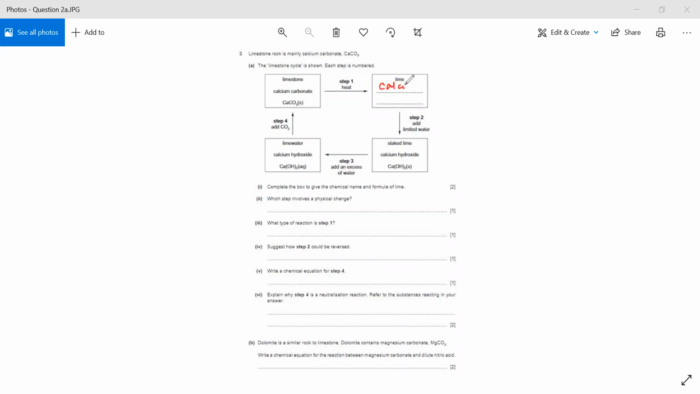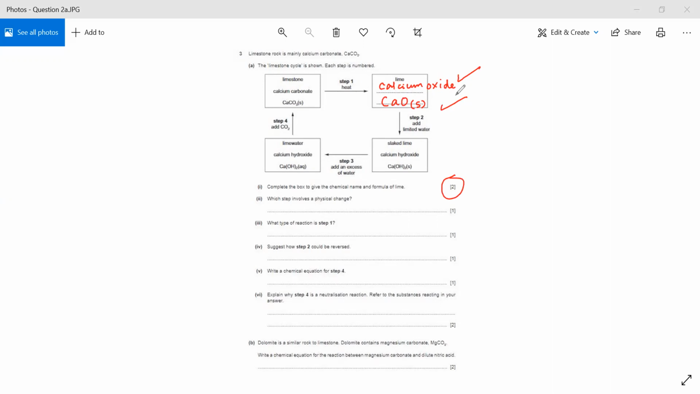Calcium oxide, which is CaO. Yes, the state symbol is also very important, that we already have that it is going to be in solid form. Correct. Okay, so here we get these 2 marks. Good. Okay, then which step involves a physical change?